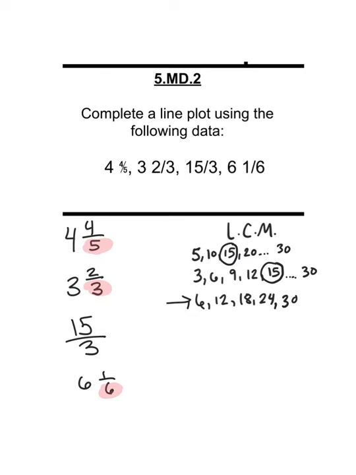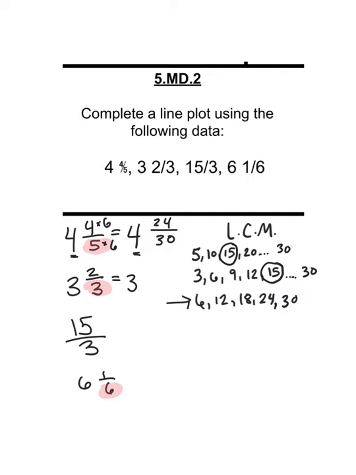In order to convert these fractions, I need to multiply 4/5 times 6 on both the numerator and the denominator. So 4 times 6 is 24, and 5 times 6 is 30. So that means 4 4/5 is equivalent to 4 and 24 out of 30. Since this is a mixed number, I can just bring the whole number amount over. I don't need to do anything different with that. Same with 3 2/3. The whole number is going to come right over. I don't need to change it.